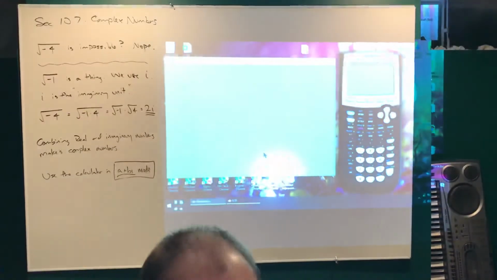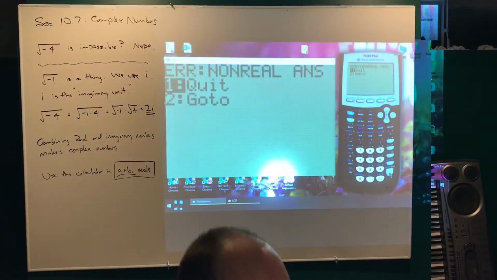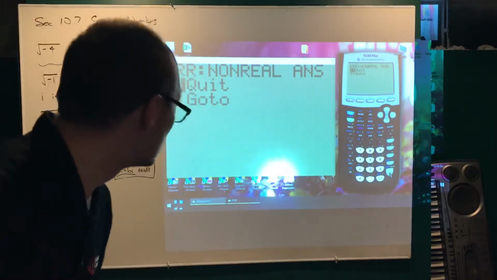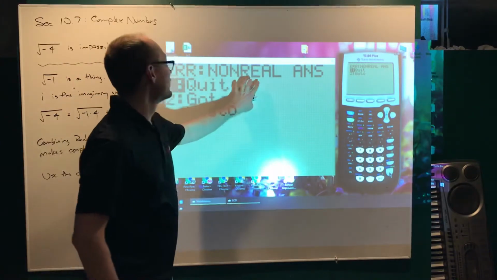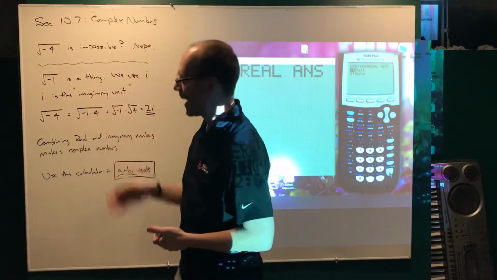I don't know how the resolution on this is going to be. If I do the square root of -4, then naturally I get an error. But I don't know if you've ever paid attention to the error message on the screen. This means non-real. Non-real because it is in the imaginary realm.